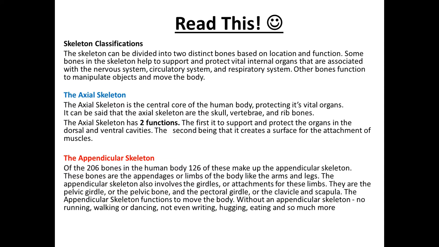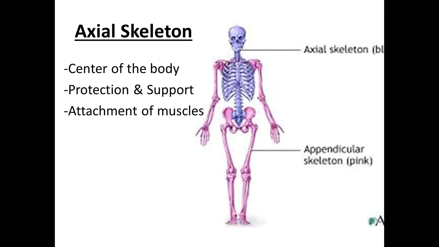At this point, we're going to label the bones on that blue handout, on that skeleton sheet, okay? And you want to add this description in as well. So go ahead on your sheet and in blue, see how here it has axial in blue. In blue, write axial skeleton, and then I would write this down about it. So it's the center of the body. It offers protection and support, and muscles attached to it as well.